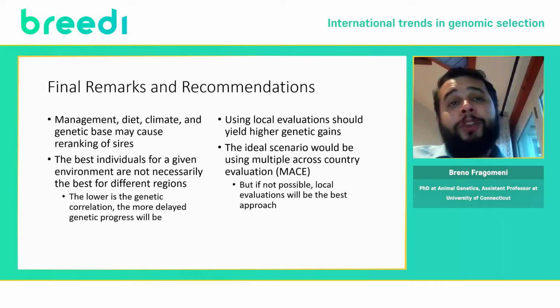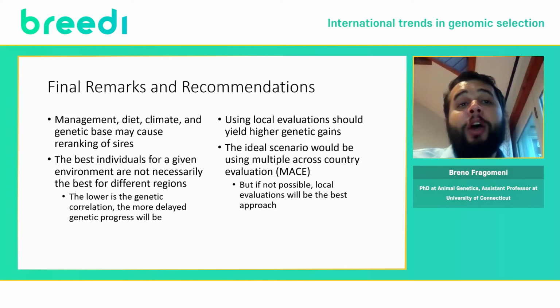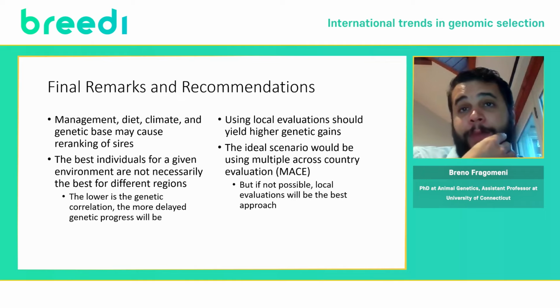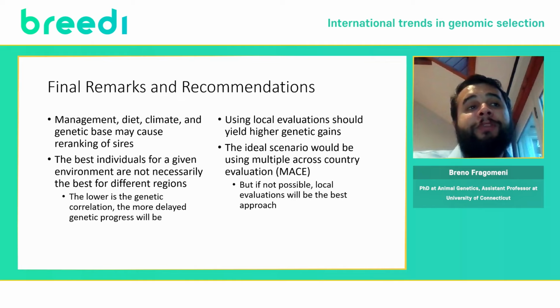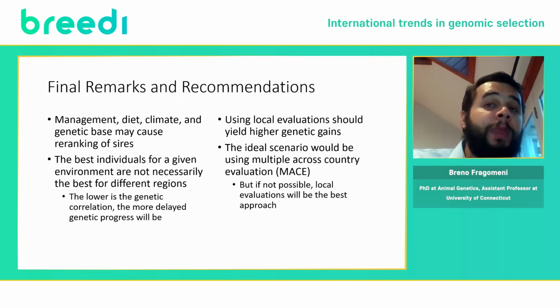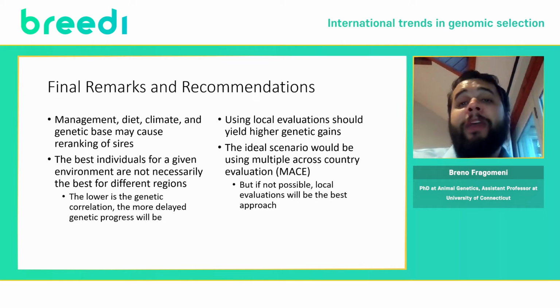So to conclude, management, diet, climate, and genetic base may cause re-rank of sires, and we call that G by E when that re-rank happens because of different environments. The best animal for a given environment is not necessarily the best for everywhere else. And as the genetic correlation for those traits decreases, the more different the best animals are going to be, which is going to decrease the rate of genetic gain. Using local evaluations is very, very often the best thing to do. And while the ideal scenario would be using a MACE evaluation, when it's not possible, local evaluations are often going to be the best approach.